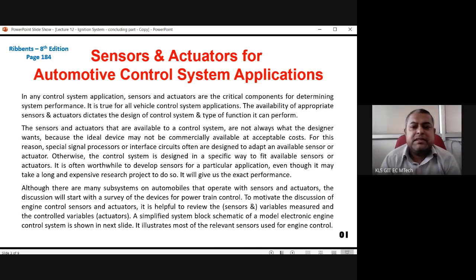But for this book, Sensors and Actuators, we will be following the book of Ribbons, 8th edition, page number 184. So let us start this. It is said that in any control system application, sensors and actuators are the critical components. They first measure some parameter and develop some electronic or electrical signal, and those signals are used or controlled. And those are the signals that are used for determining the performance of the system.